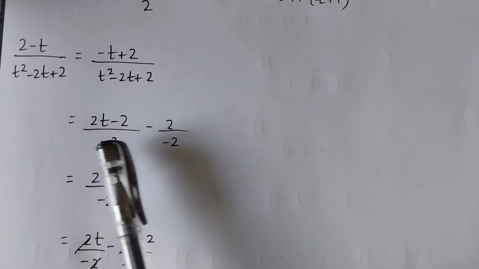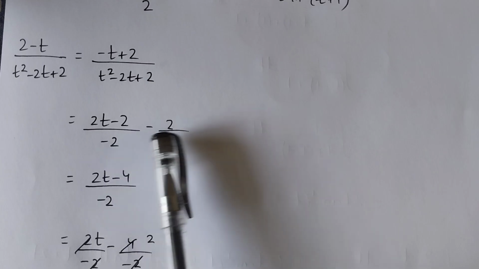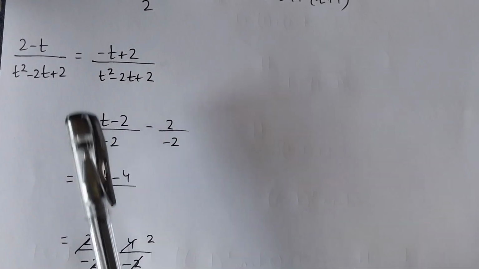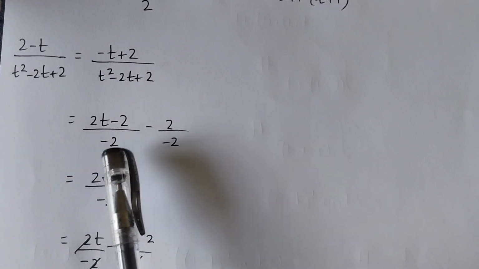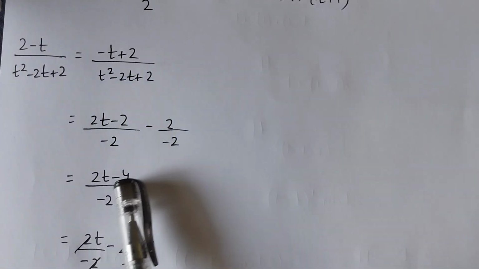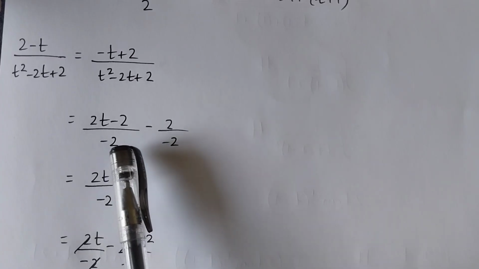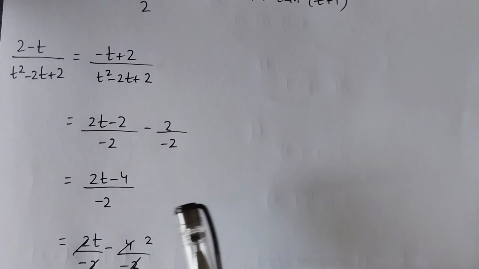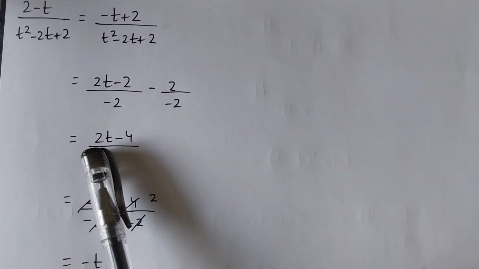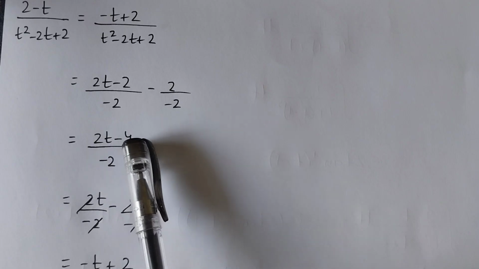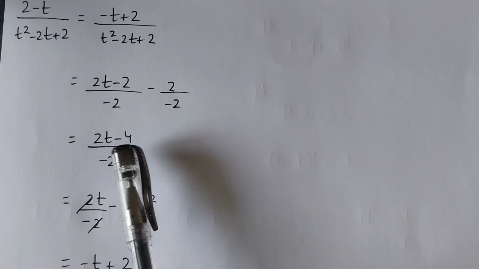So I've used this 2t minus 2 and written minus 2 and minus 2 over minus 2 alongside it. When it's solved, it gives us minus t plus 2. We also need to verify whether this is correct. So when we take the LCM, we have minus 2 as LCM, and in the numerator we have 2t minus 4, because 2t minus 2 minus 2 minus 2 becomes 2t minus 4.